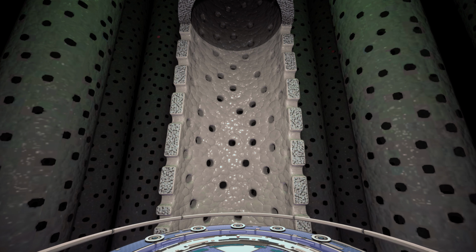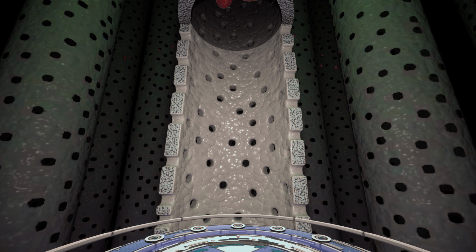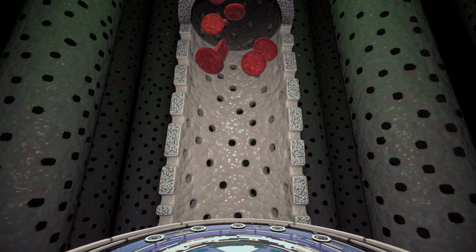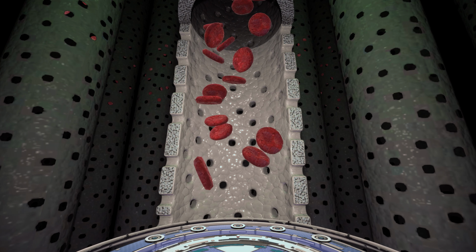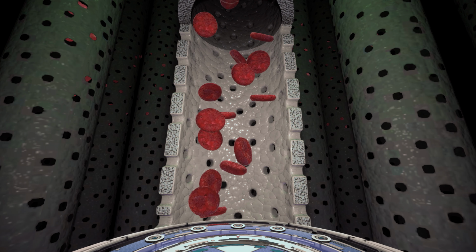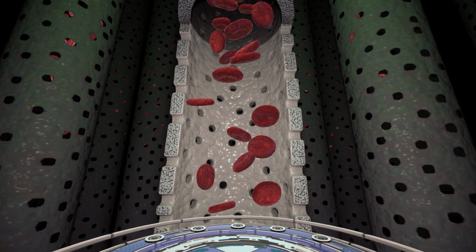I showed you earlier in the clinic that blood flows through the insides of these hollow fibers. It is noteworthy that in this setup, the blood flows from top to bottom. In other dialysis machines, the flow can be in the opposite direction, from bottom to top.